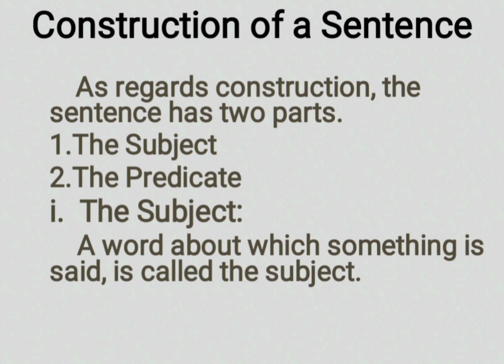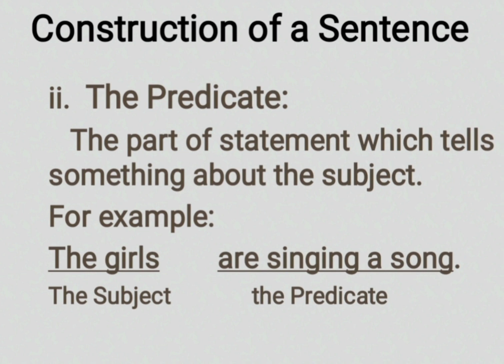As regards construction, the sentence has two parts, the subject and the predicate. Now, firstly, we will define the subject. A word about which something is said is called a subject. As regards construction, the second part of the sentence is the predicate. The part of the statement which tells something about the subject is known as the predicate.